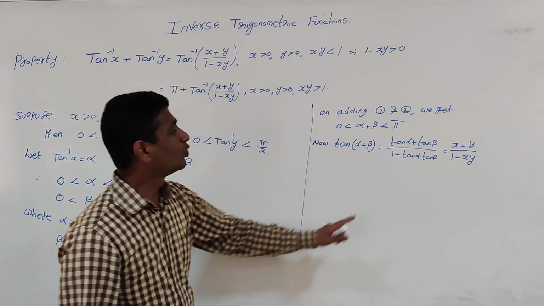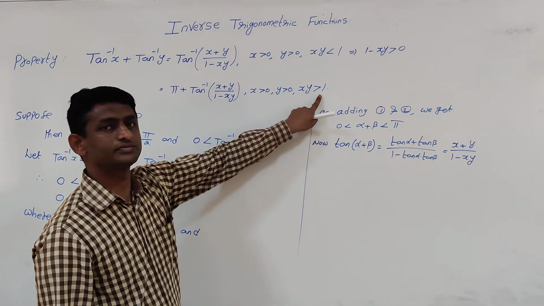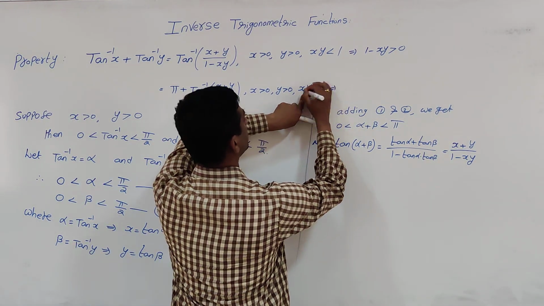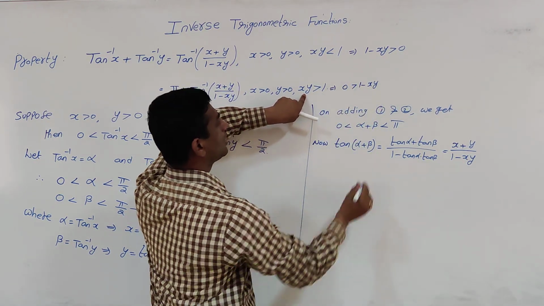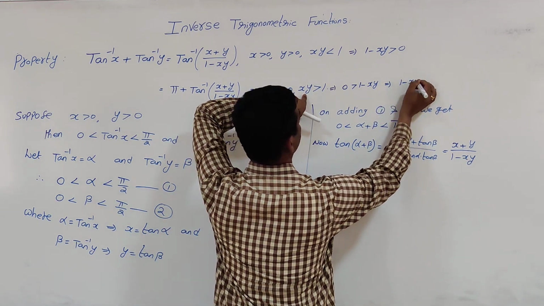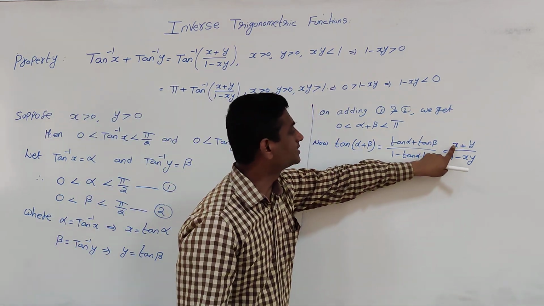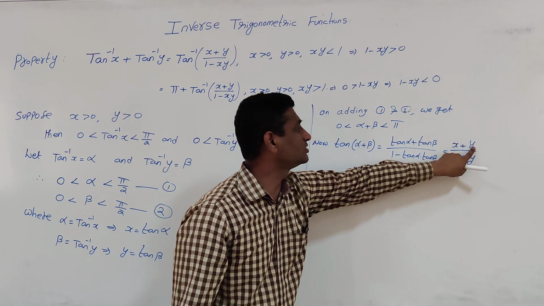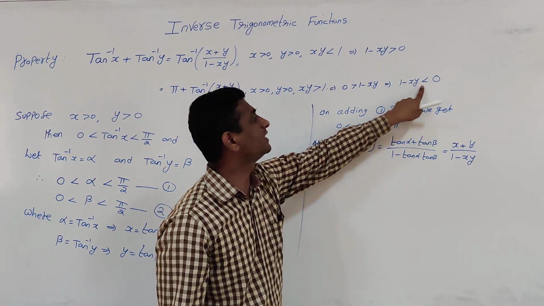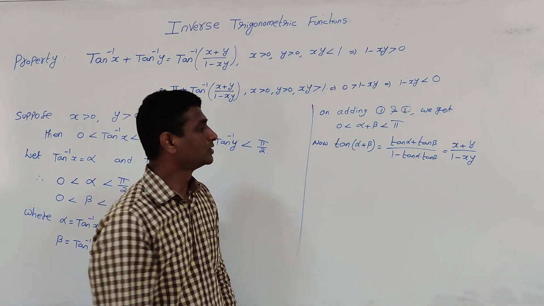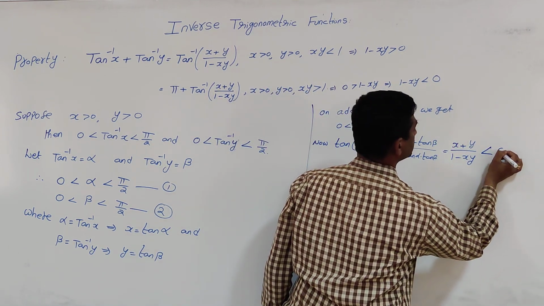Coming to the denominator, 1 minus xy. But what is the condition? xy is greater than 1. Now if you take it to the right-hand side, it will be 0 is greater than 1 minus xy, or we can say 1 minus xy is less than 0. Means x plus y is a positive real number, but coming to the denominator, 1 minus xy is a negative real number. So positive by negative is always negative, which is less than 0.